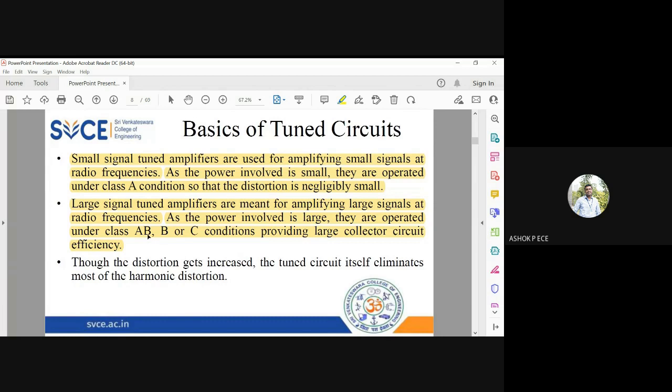In class B, the Q point is exactly at cutoff. Class AB means it is between midpoint and cutoff. Class C is below cutoff. So depending on whether I'm going to use it for small signal amplification or large signal amplification, I'm going to bias my amplifier circuit accordingly. So small signal will always work under class A condition, and large signal will always work under class AB or B or C, depending on whatever configuration you are going to use.